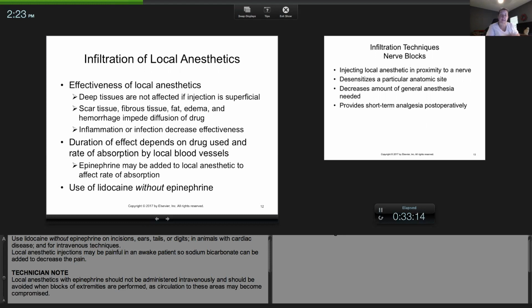And then again, how long do they last? Like I said, lidocaine's about an hour or so. Bupivacaine can be, I want to say I've read 4 to 24 hours. Bupivacaine can be quite long. So how long depends on what drug, and then how fast it is being absorbed. Remember, epinephrine is going to delay absorption. So anything with epinephrine is always going to last longer than if you just give the drug by itself. Okay.